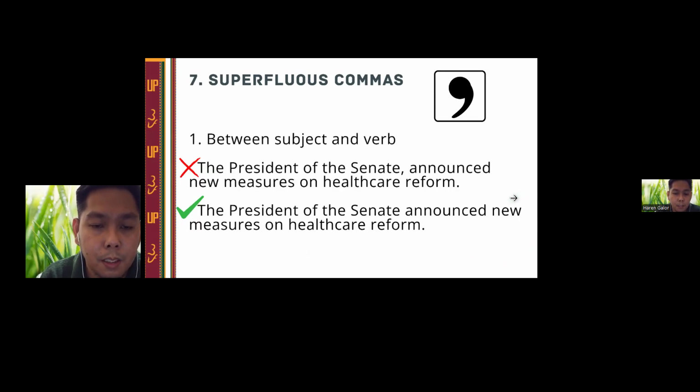In this example, you should not put a comma between a subject and a verb. The president of the Senate, comma, announced new measures on healthcare reform. Here we can see that the subject is separated from the verb announced with a comma, and it's grammatically incorrect. The correct way is to not use a comma.